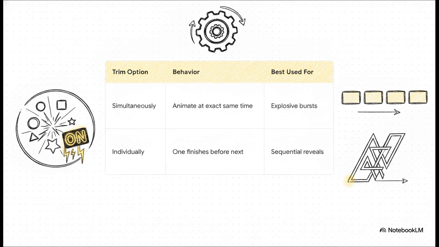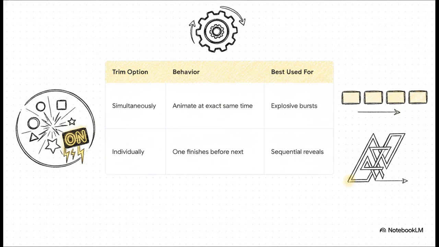Now, when you've got multiple shapes trimming inside a single group, there's this tiny drop-down that totally separates the amateurs from the pros. You absolutely need to understand the difference between simultaneous and individual behavior. If it's set to simultaneously, every path in your group draws on at the exact same time.